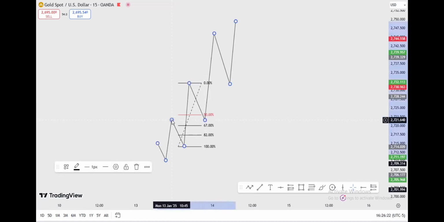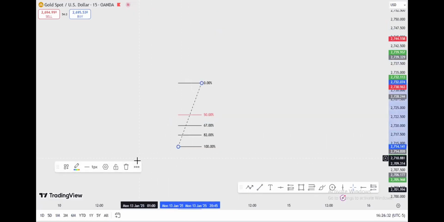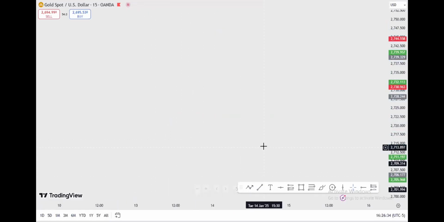Inside this discount now, we may have what? We have a breaker block. We have a mitigation block, right? And so on. Now I said our topic today is going to be the rejection block, right? Now I'm going to give you guys a short diagram for the rejection block.